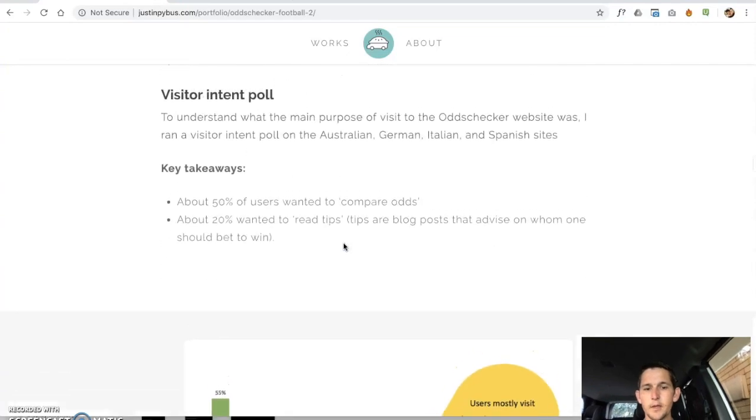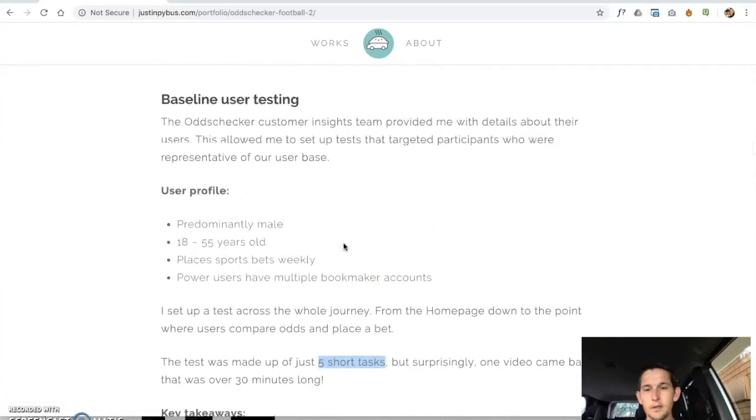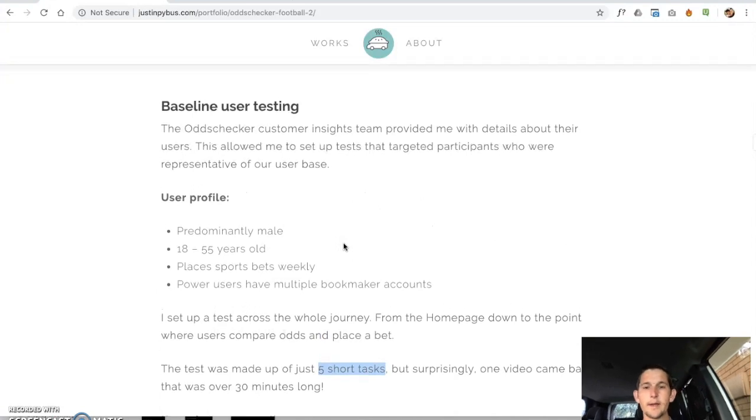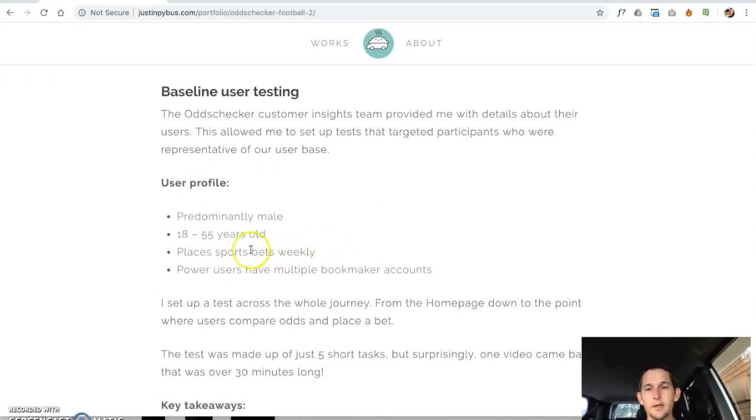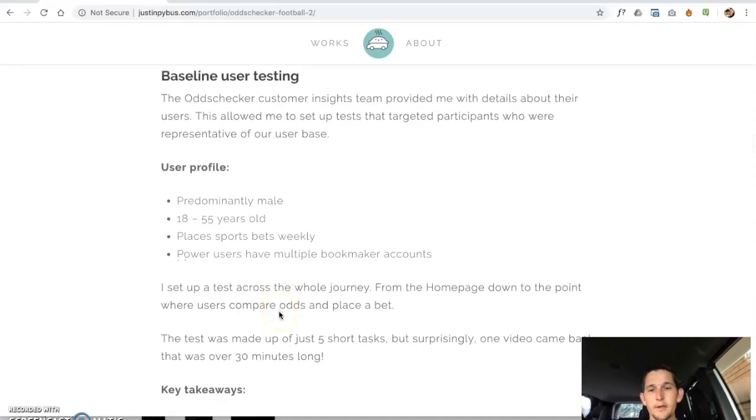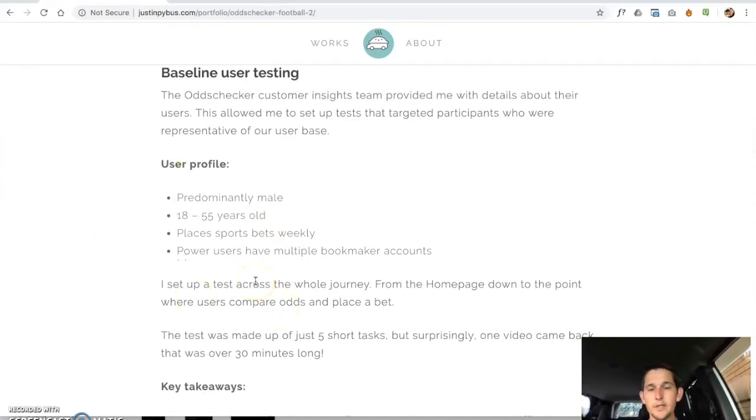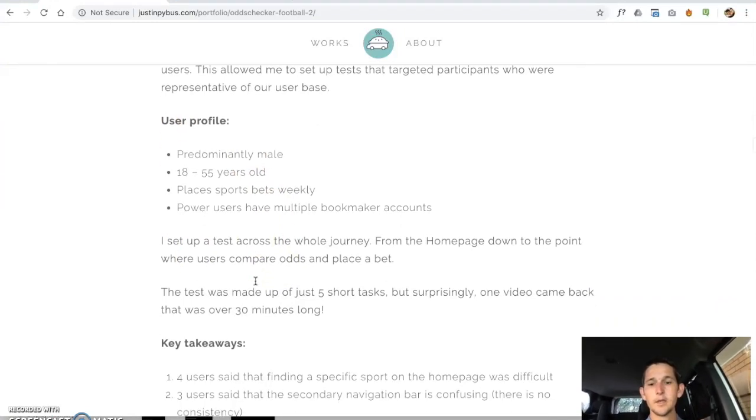And so, going into a bit more detail here about the initial research, what we did was we ran baseline user testing, and for that we needed to have a user profile. So we learned that users were mainly male. They were in an age range of 18 to 55 years old, and they play sports bets weekly. And this helped us to set up a user test in usertesting.com, which is a fantastic platform. I'd highly recommend it. And the key takeaway here was, although the test was made up of just 5 short tasks, one video came back that was over 30 minutes long.